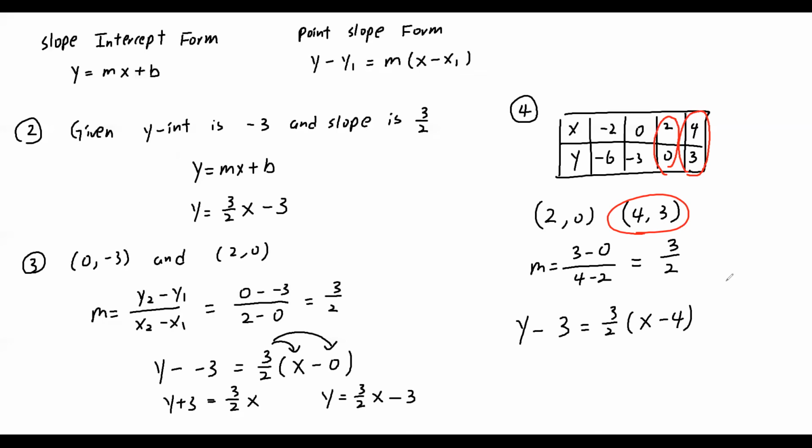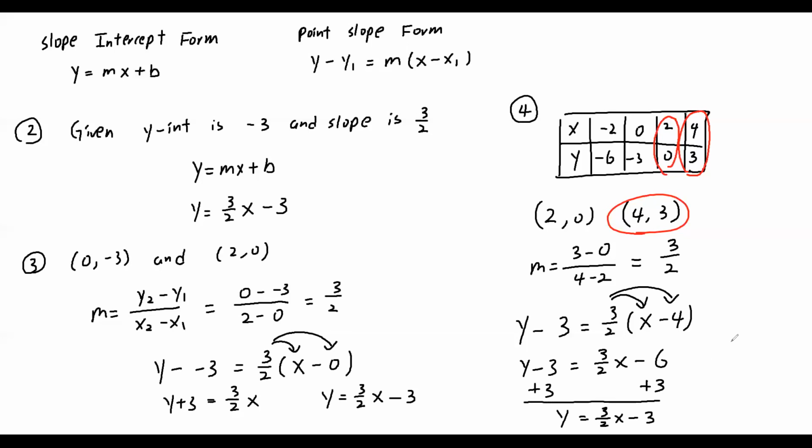If the problem tells us to do point-slope form, we will stop. But if the question asks you to get to slope-intercept form, we have to distribute the coefficient and then move the y value over. So we will get y minus 3 is equal to 3/2x minus 6, plus the 3 over, and we finally get y equals 3/2 x minus 3, which is in slope-intercept form.